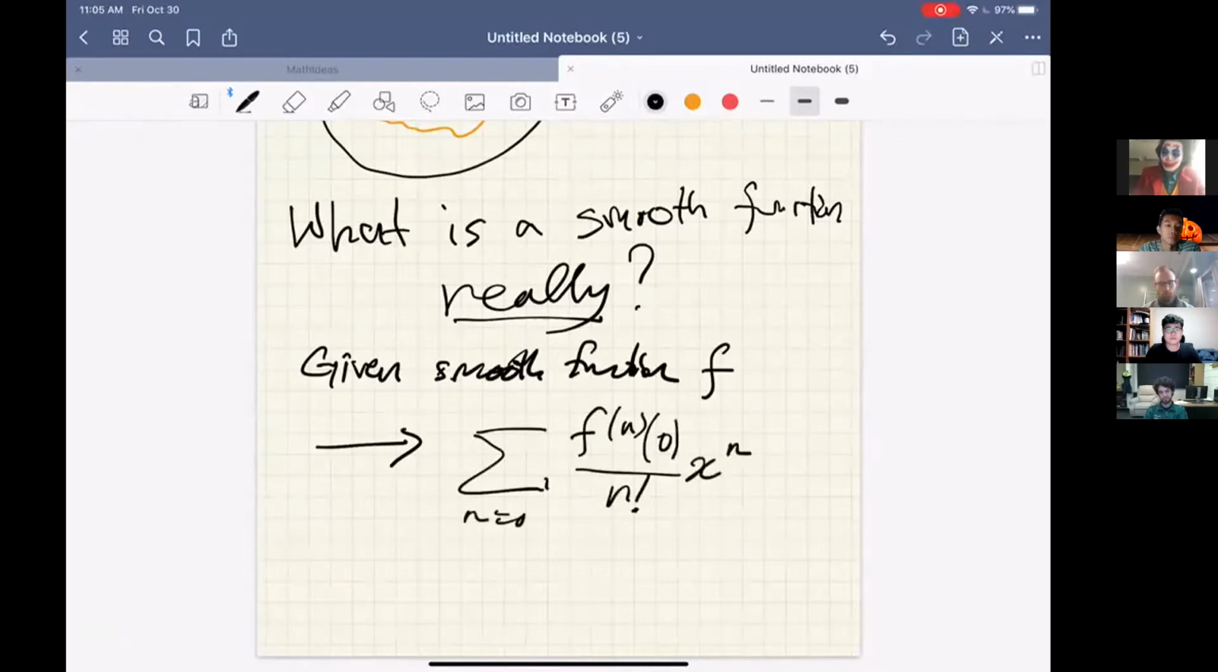Okay. So remember, what is this? This is the Taylor series of f centered at 0.